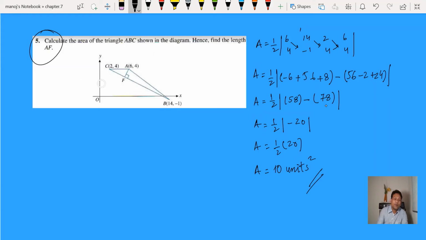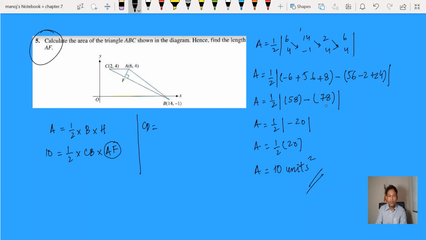Okay. The second part, hence find the length of AF. This time we have to use the formula, area of triangle is half into base into height. When you see this diagram, this is the base actually. If I write area is 10 and half, base is what? Base is CA or CB, and height is AF, which is required. There is no problem to find, but we need to find CB first. So I'm just doing one more calculation.